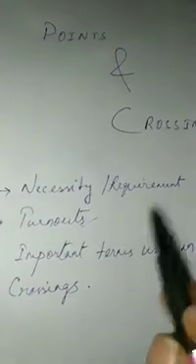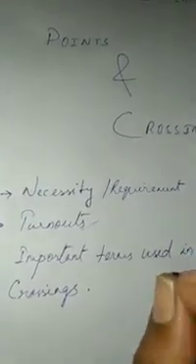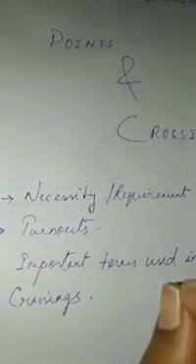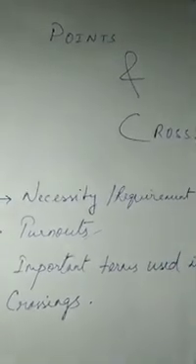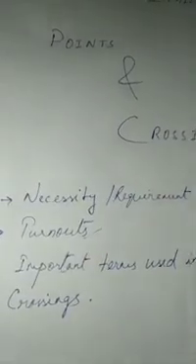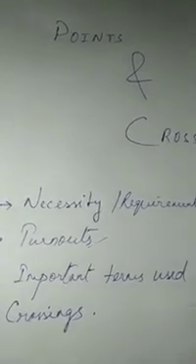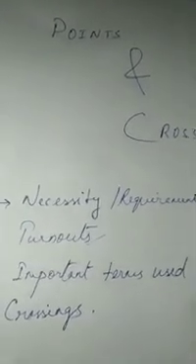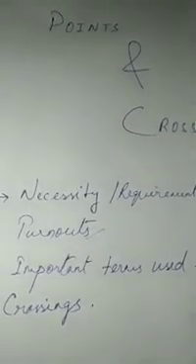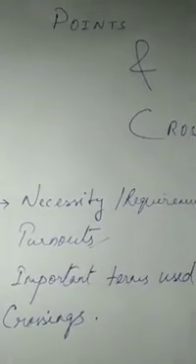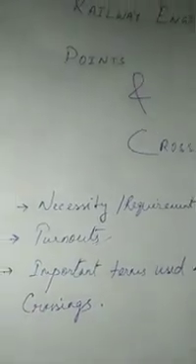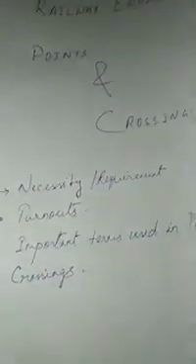First of all, let me define what a turnout is. A turnout is the simplest combination of points and crossings which enables one track, either a branch line or a siding, to take off from another track. The turnout provides facilities for safe movement of trains in either direction on both the tracks. It will be easier for you if I explain it by showing you the diagram. This is the diagram of a left hand turnout.